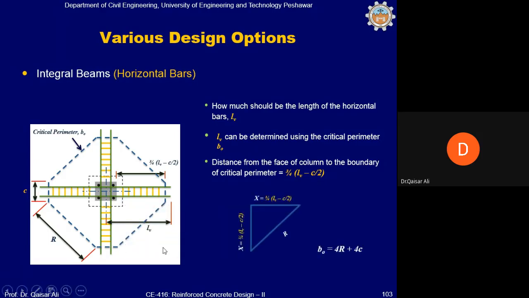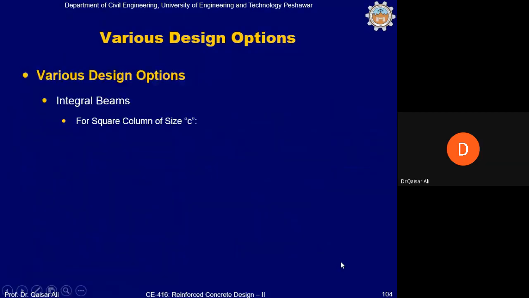So the diagonal R has a side X. This triangle, whose diagonal is R, has X equal to 3/4 LV minus C/2 and 3. So this will be equal to, you know, that it will be under root 2 into X. The total shear parameter is B naught is equal to 4R plus 4C.